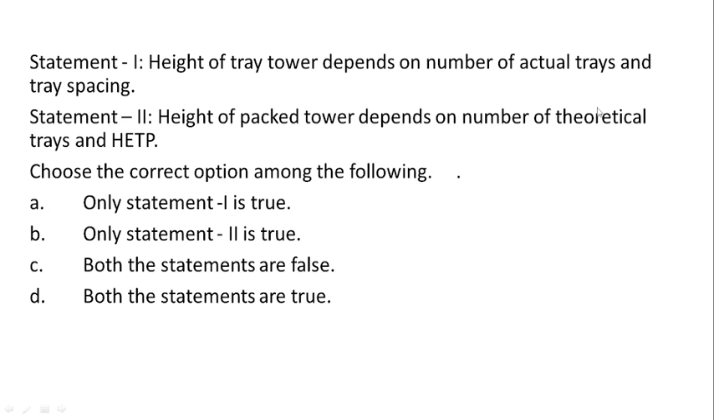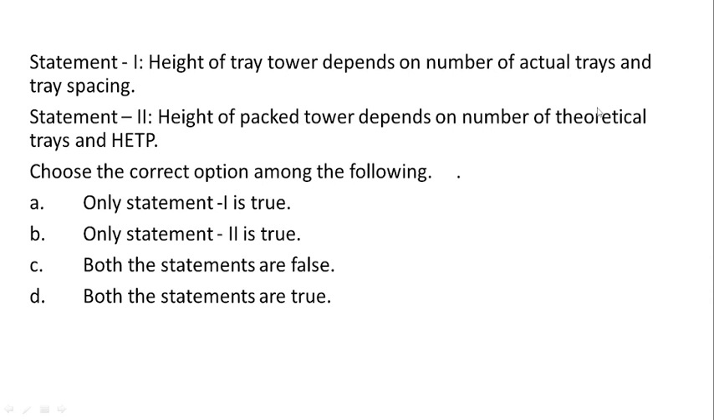And in the case of a tray tower, it will be the product of tray spacing and number of actual trays. So from where can we obtain the number of actual trays? By using overall efficiency, with the McCabe-Thiele method. Yes, McCabe-Thiele method. So both 1 and 2 are true.